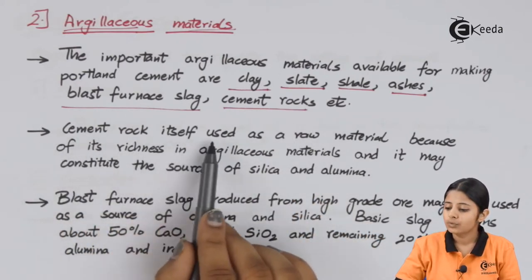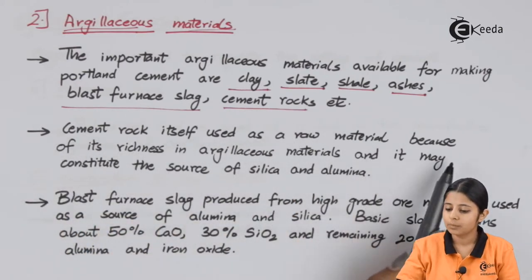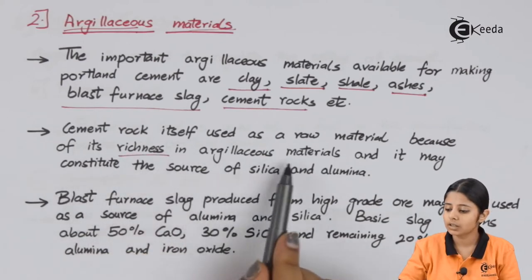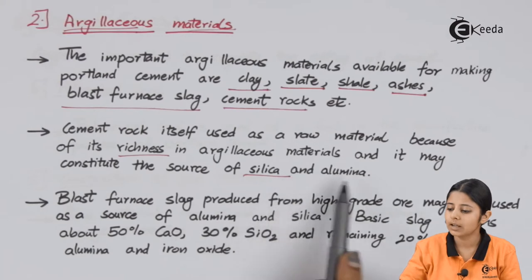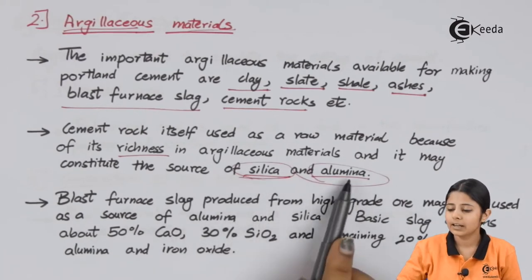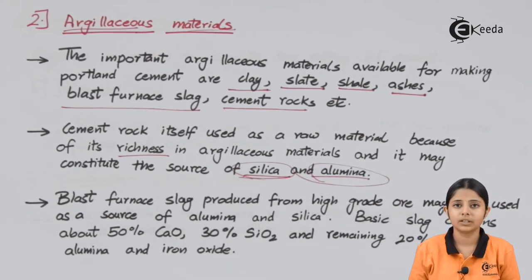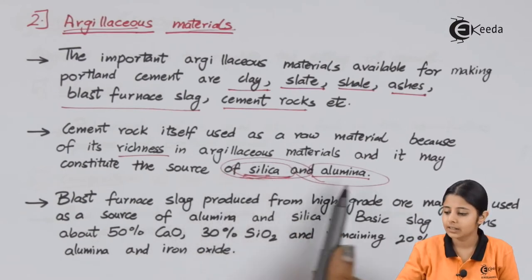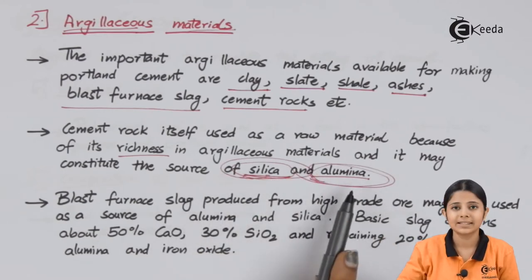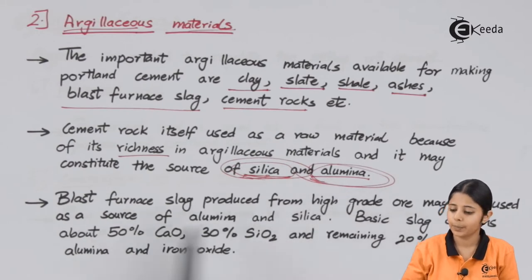Cement rock itself is used as a raw material because of its richness in argillaceous material, and it may constitute the source of silica and aluminium. Silica and aluminium are used in the cement in the form of silicates. That means silica will be used as a silicate and alumina will be used as an aluminate in the cement.